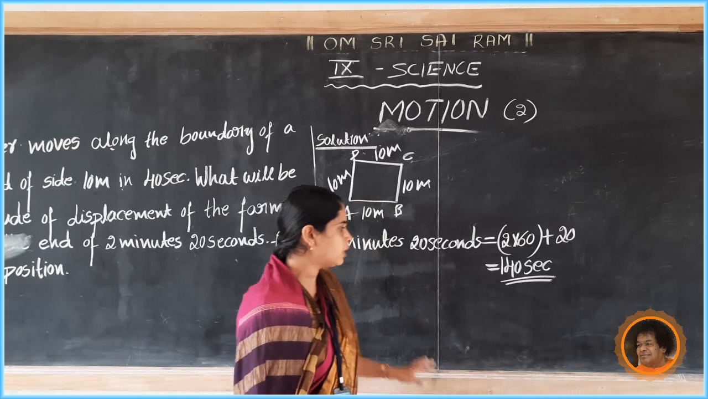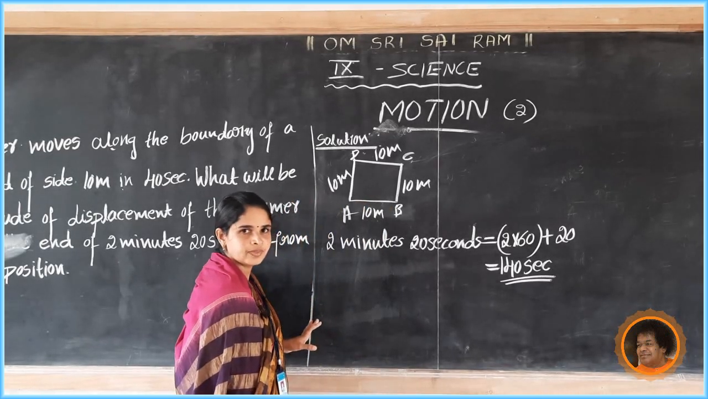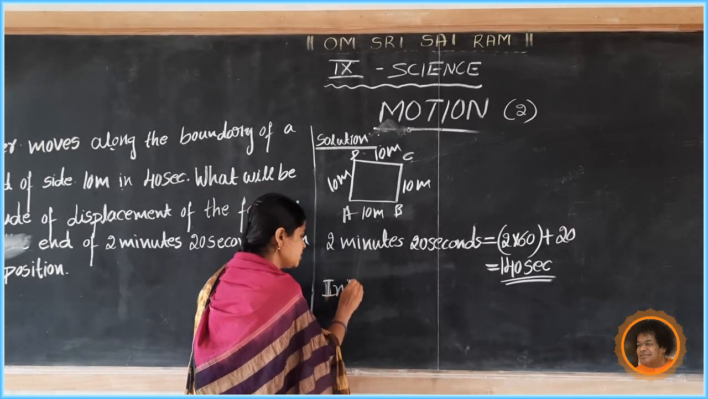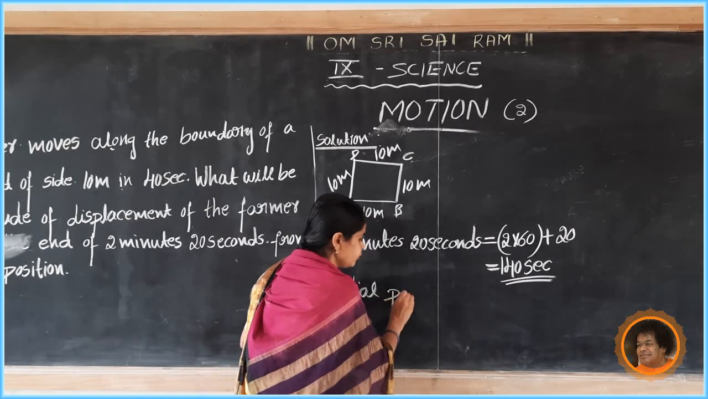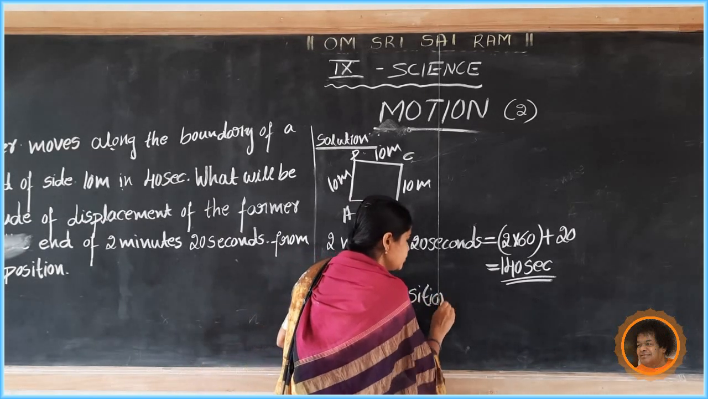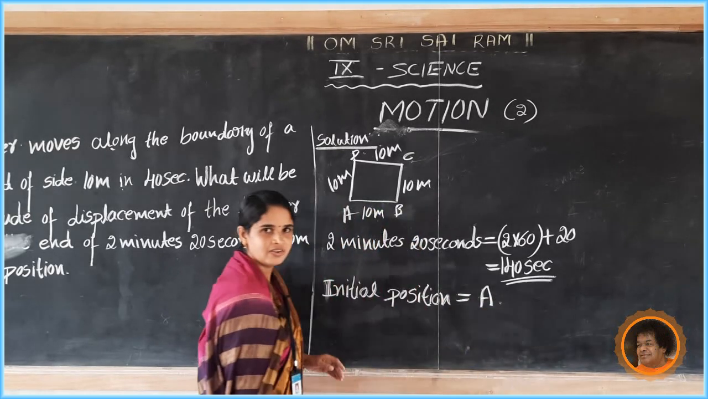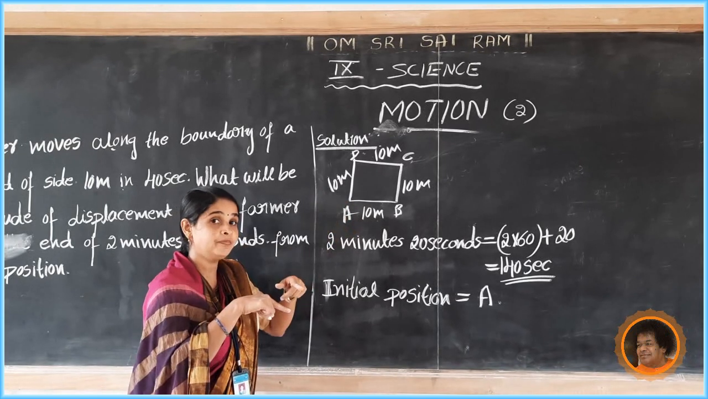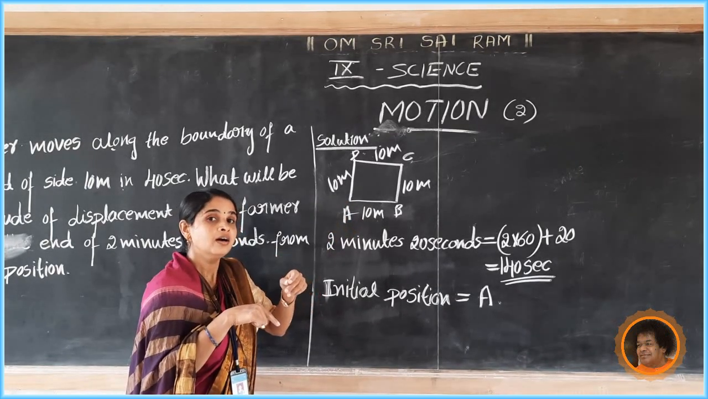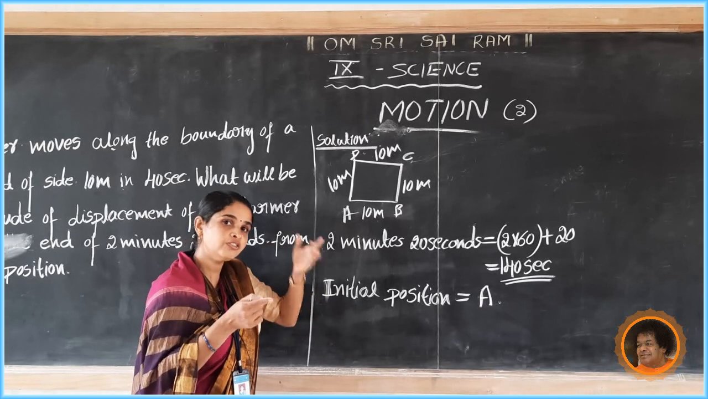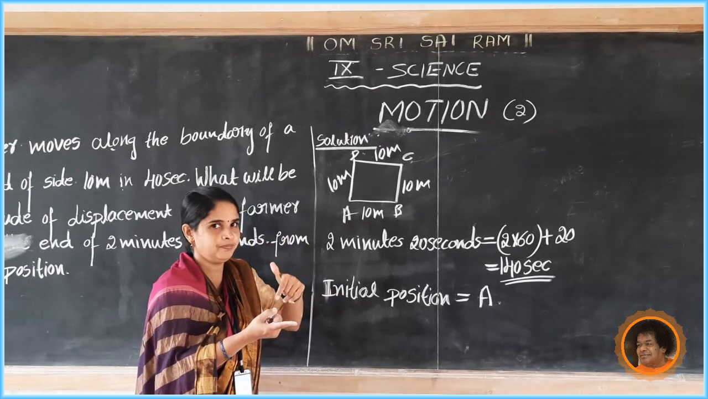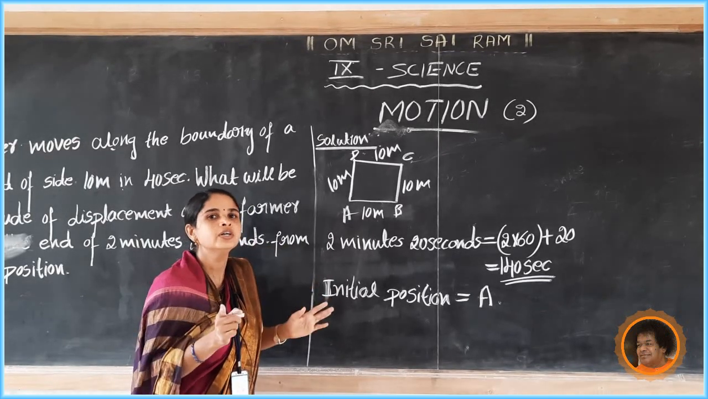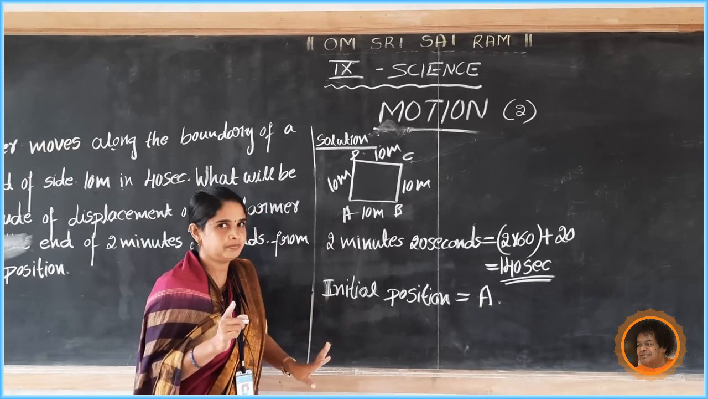Now, in 140 seconds, here is the initial position, right? Initial position of the farmer, just write initial position is A. And after 120 seconds, again his position is A, final position is also A after 120 seconds. That means the displacement becomes 0. Why does displacement become 0? Initial and final positions are the same.